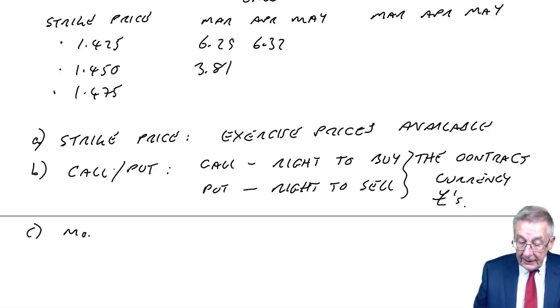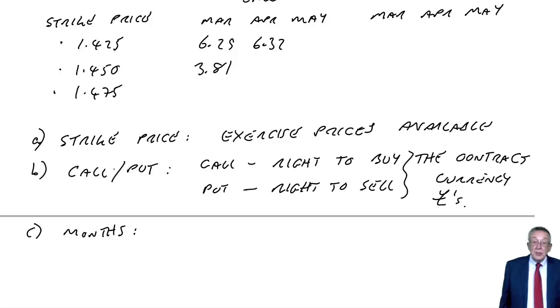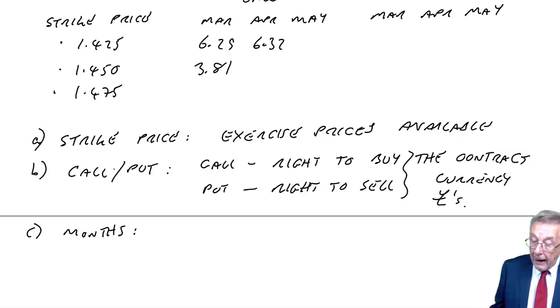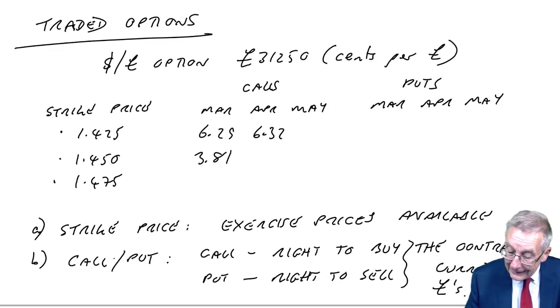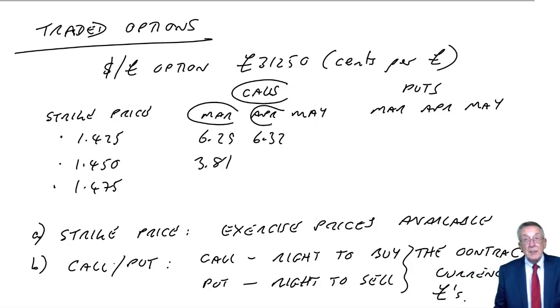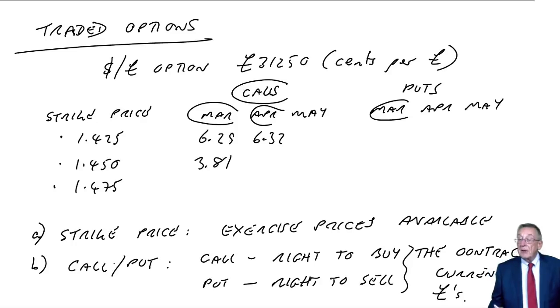C, what do the months mean? Well, a little bit like futures, except they quote more dates. A March call: a call would be the right to buy pounds. If it's March, it's the right to buy pounds at the end of March. If it's April, it's the right to buy pounds at the end of April, and so on. Similarly, if we wanted the right to sell pounds, the puts column would be the right to sell pounds at the end of March or April or May.